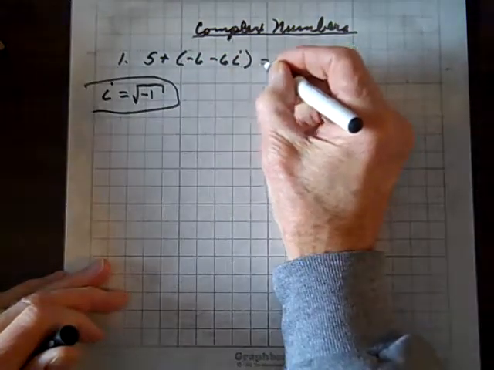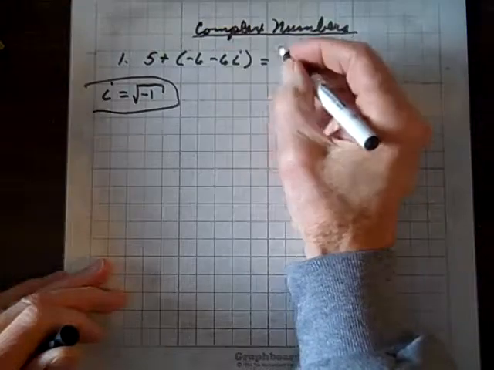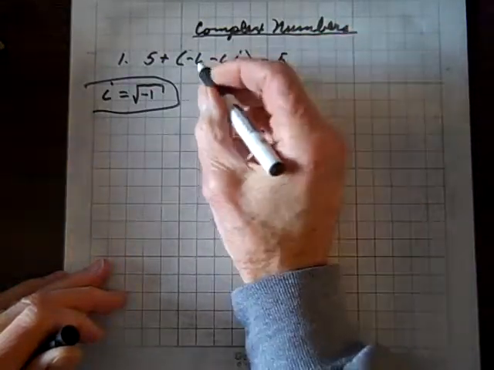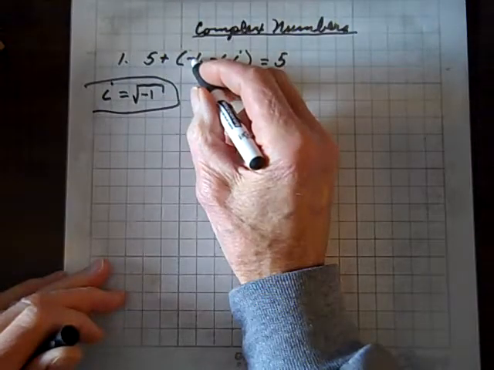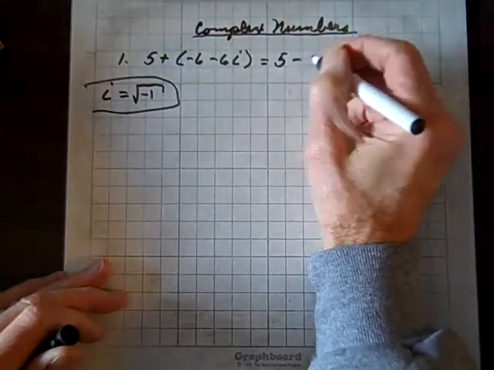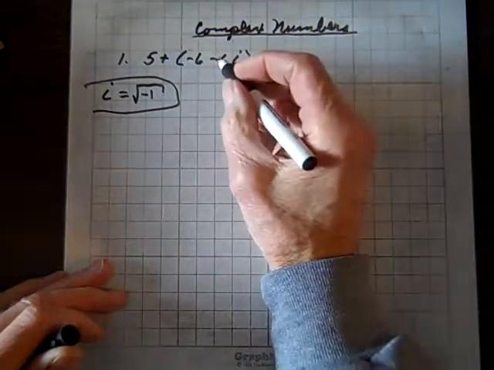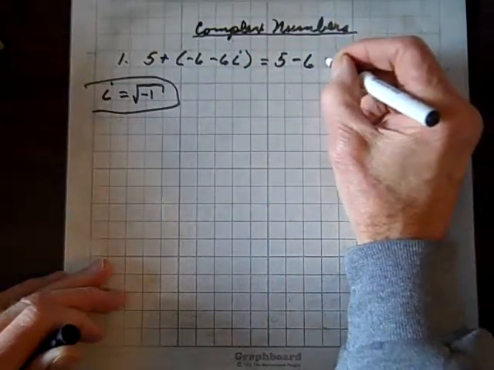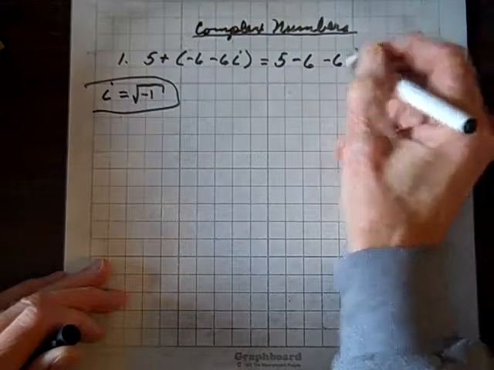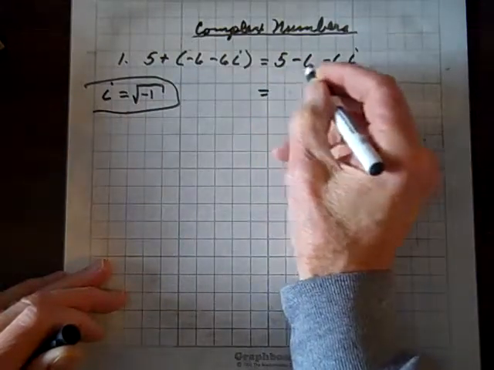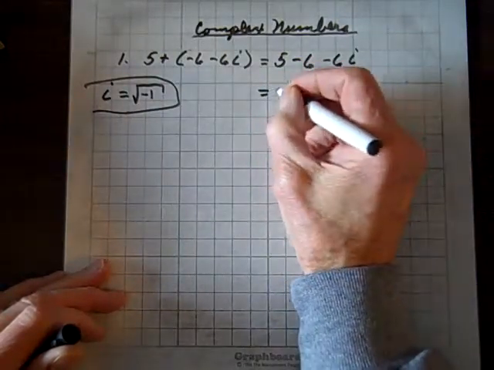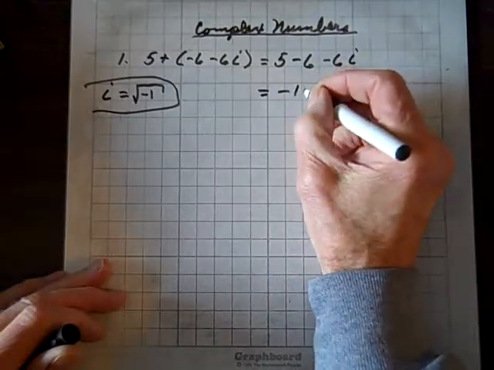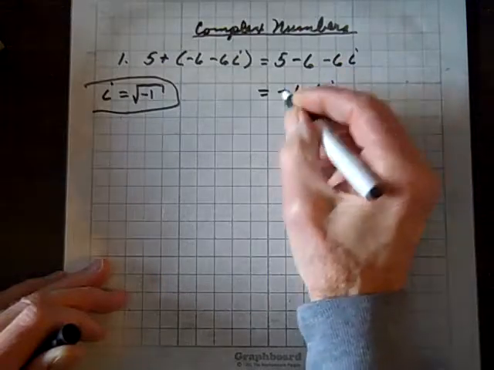So now we have 5, and we can go ahead and drop these parentheses, and we have 5, and plus times a minus is a -6, and plus 1 times a -6i is a -6i. And now 5 minus 6, they're like terms, so the difference of those two is -1 and -6i, and we are done.